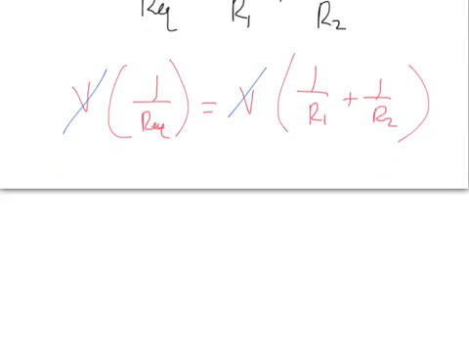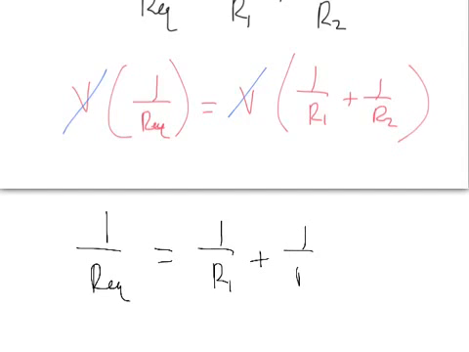What we can say is this: the reciprocal of the equivalent resistance equals the sum of the reciprocals of each resistor. So as a law, it would look like this: 1 over Req equals 1 over R1 plus 1 over R2 plus dot dot dot 1 over Rn. So the law is pretty much the same idea. It's still a sum, but instead of being a sum of resistances, it's now the reciprocal sum of resistances.